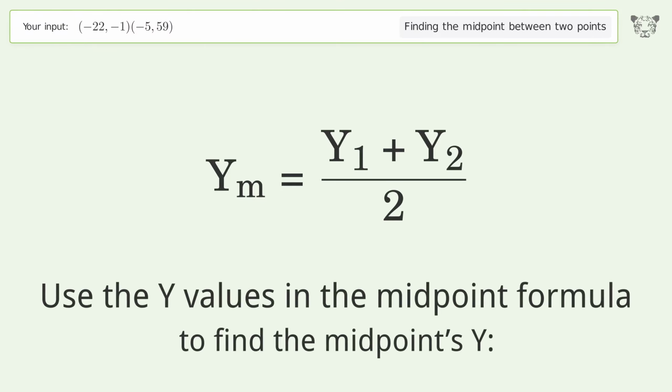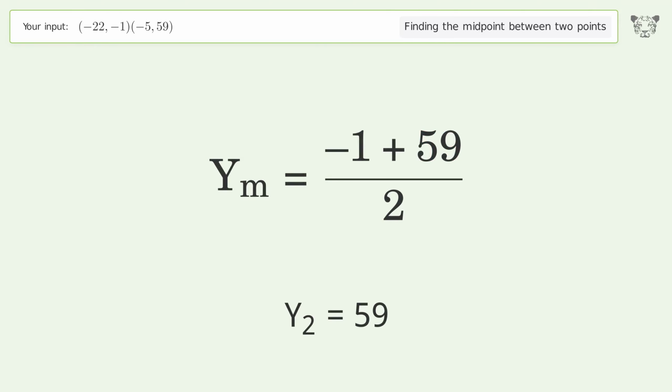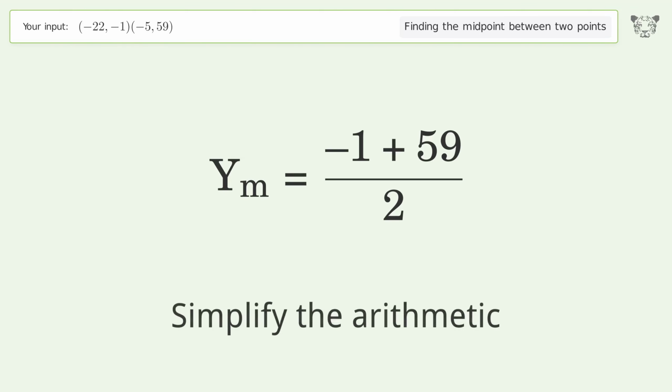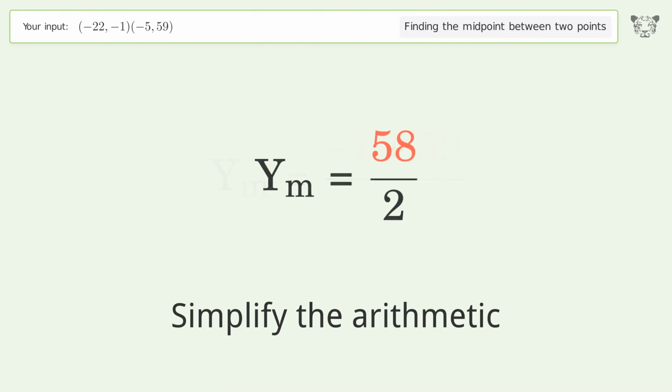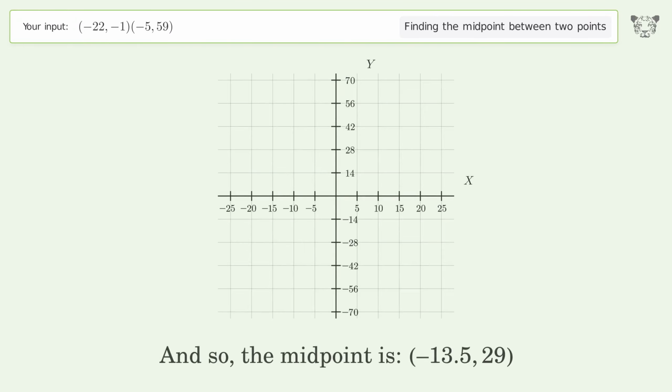Use the y values in the midpoint formula to find the midpoints y. y1 equals negative 1. y2 equals 59. Simplify the arithmetic. And so, the midpoint is negative 13.529.